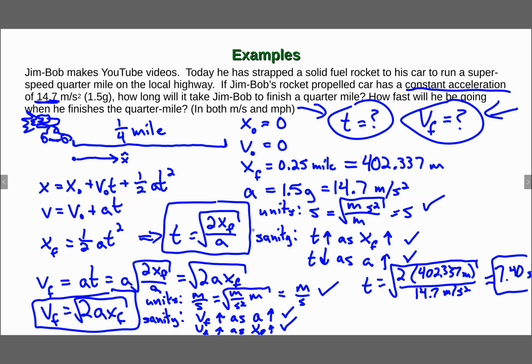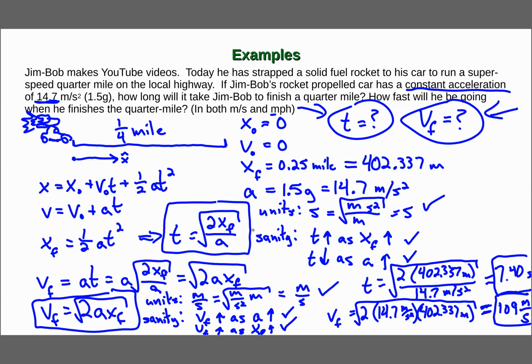For vf, we have the square root of 2 times 14.7 meters per second squared times 402.337 meters. And that is equal to 109 meters per second. And then the question also wanted to know in miles per hour. And that's just a unit conversion.